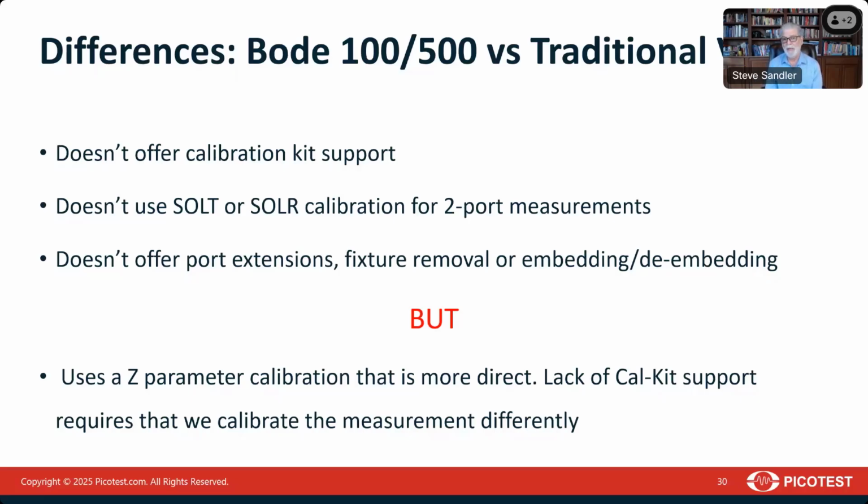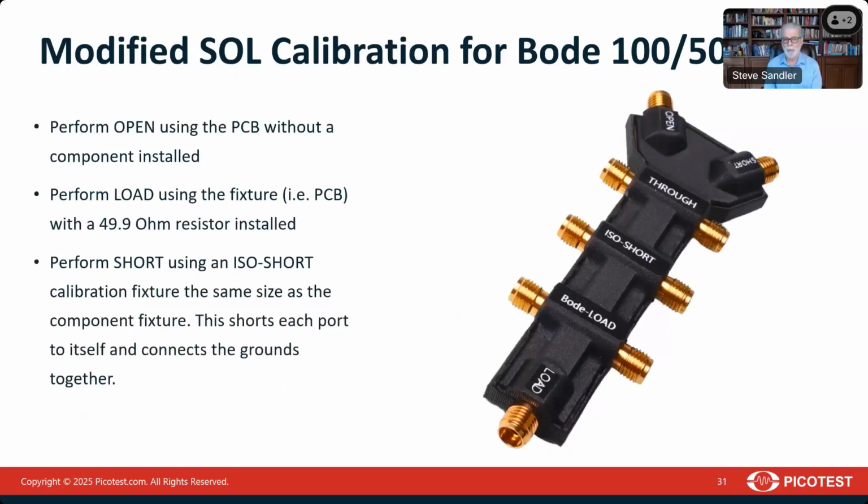There are differences between the way that Bode 500 calibrates versus traditional VNAs. One is that the Bode 500 doesn't offer calibration kit support, so we can't tell the Bode 500 what the right answer is. It doesn't use short open load through or short open load reciprocal for two-port measurements, and it doesn't offer port extensions, fixture removal, or embedding and de-embedding. But on the other hand, it offers Z-domain calibration, which is very different than a traditional analyzer, and that's a much more direct calibration, which makes life a lot simpler for us. The lack of CalKit support requires that we calibrate a little bit differently, and that's what we're going to talk about next.